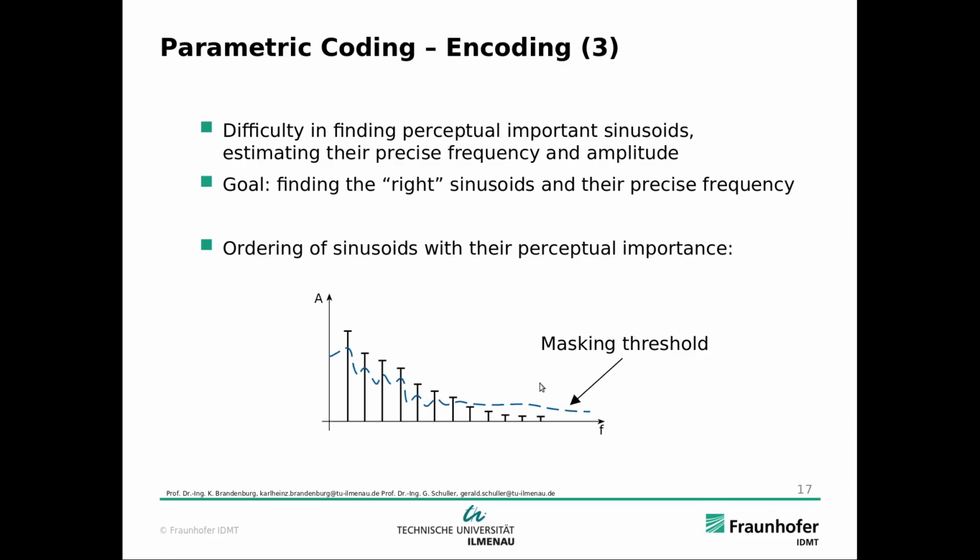So here's the masking threshold, and then we can see how far a sinusoid is above the masking threshold. Here, this first sinusoid is quite high above the masking threshold of the entire signal, so this is the most important. And those in the upper end, I can actually omit because they are below the masking threshold. And these are less important because they only have a smaller distance to the masking threshold.